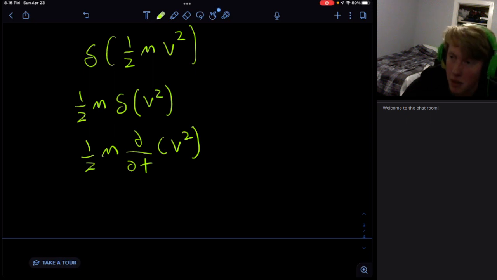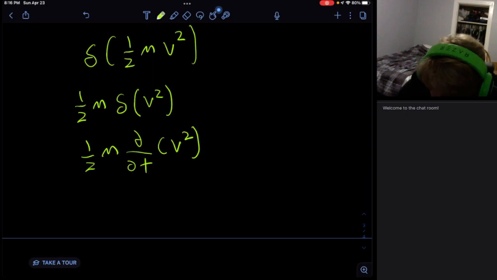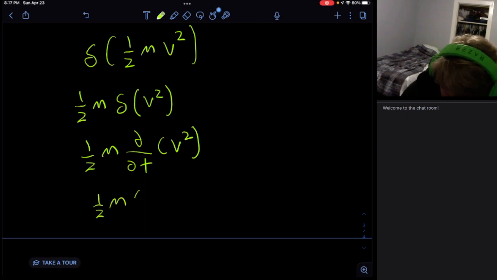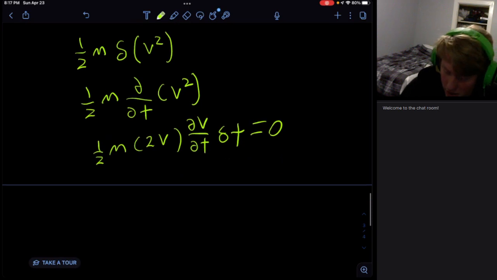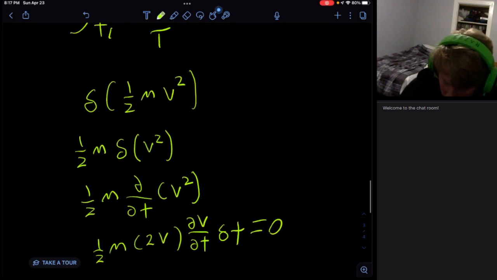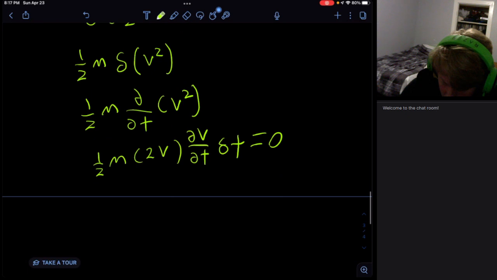Time. We're gonna do time, even though I said not to do that. Okay, here we go. 1/2 m times 2v times the derivative of velocity with respect to time times the variation of time equals 0. That looks like something that maybe we're looking for here.